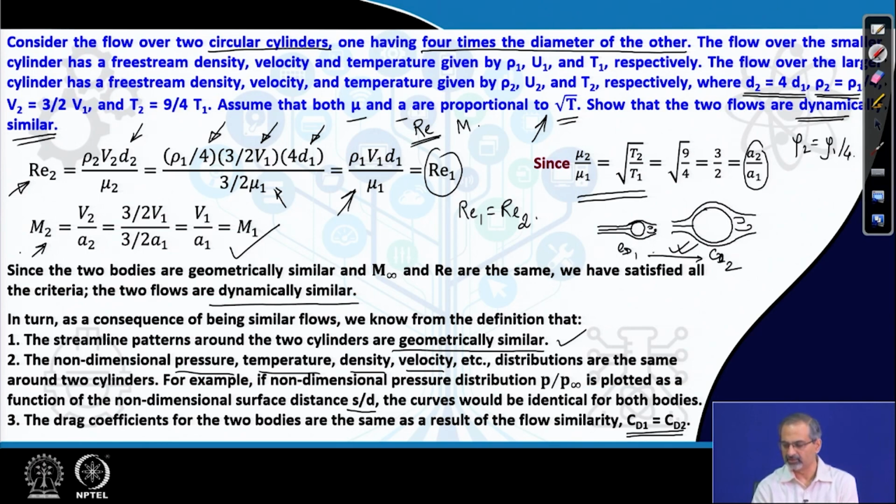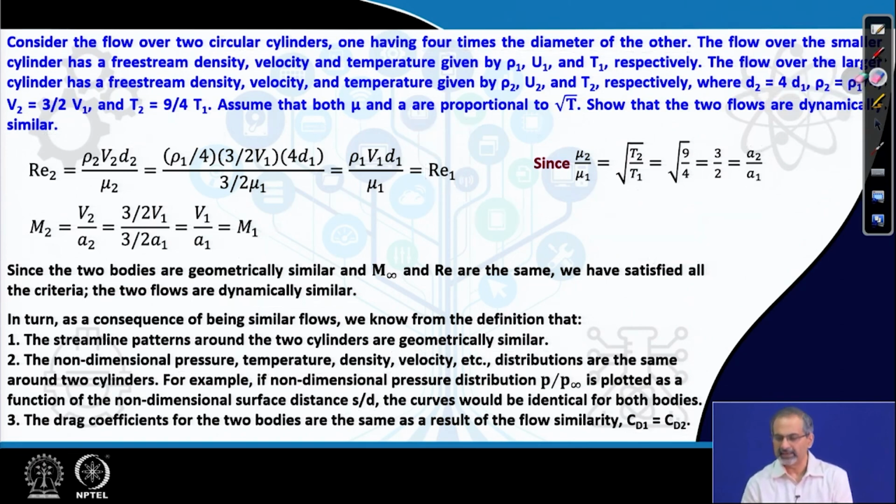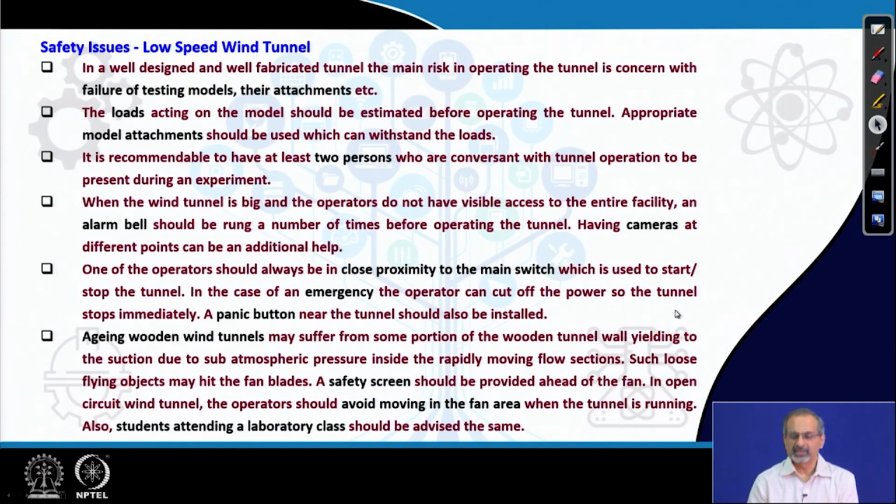They are identical to each other. So, these are the consequences of maintaining dynamic similarity. So, with this we complete our discussion on dynamic similarity, geometric similarity and kinematic similarity, which are the three different kinds of similarity that we learnt about. Now, briefly we will discuss safety issues in wind tunnel handling, and let us start with low speed tunnels.